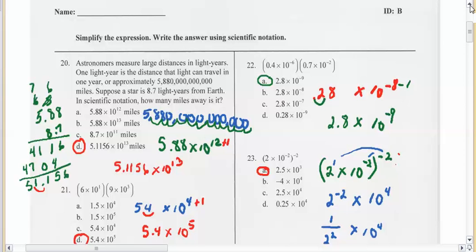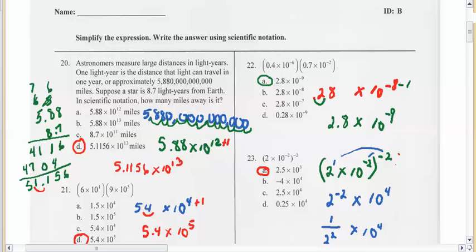So first of all, we need to put the 5.88 times 10 to the 12, because I put it into scientific notation. I multiplied the 5.88 times 8.7, because that's how far away the star is from Earth. Okay, and I got 51.156 times 10 to the 12, but that's not scientific notation. So therefore, I had to move the decimal 1 place to the left, which is adding, so I added 1 to 12, so I got 13.